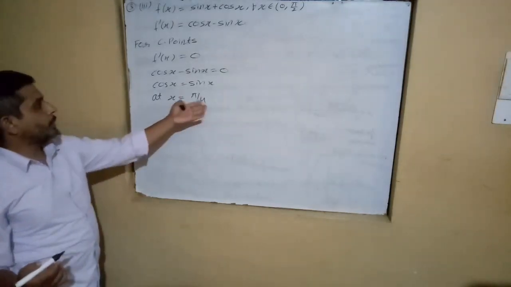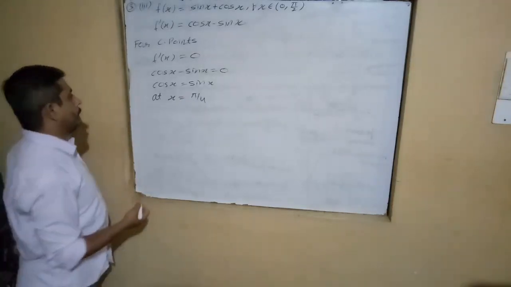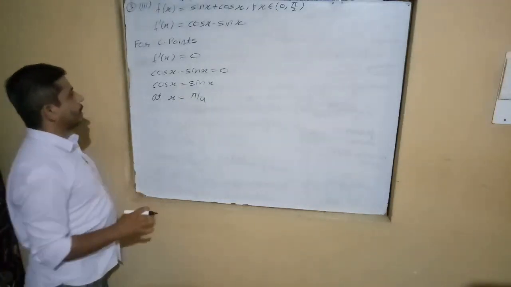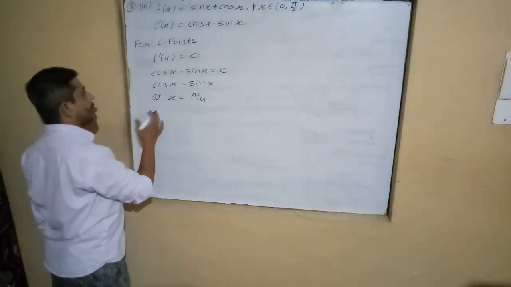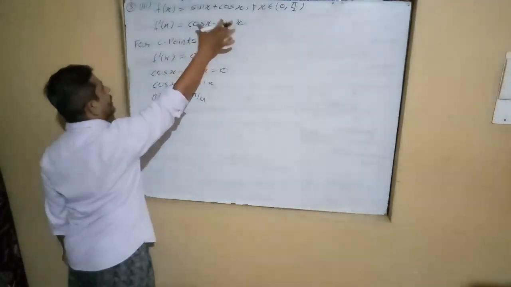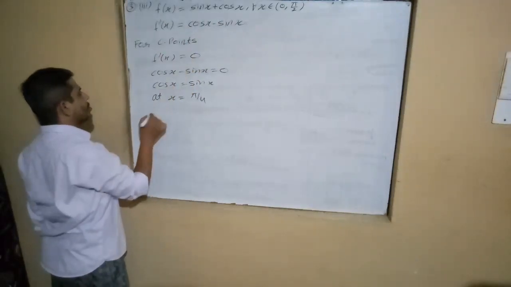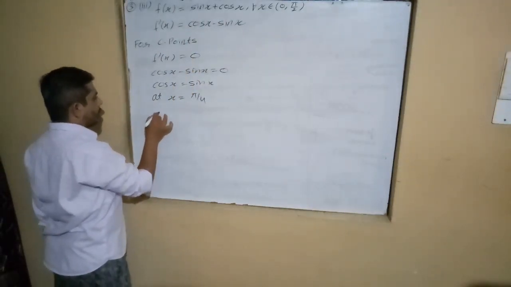So x is equal to pi by 4. Both are similar. Now x is equal to pi by 4, it's our first critical point. Then we apply our second derivative test, because here we can apply both. Let's do both and see.